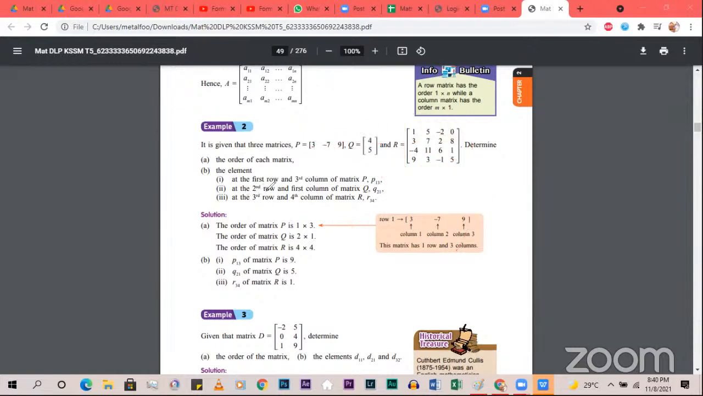The element at the first row and the third column of matrix P, P13, is this one, the third one, right? At the second row and first column of matrix Q, Q21: second row, 1, 2, and the first column of matrix Q, so it will be this. At the third row and fourth column of matrix R, R34: third row, 1, 2, 3, and fourth column, so it will be here. Okay, 1, 2, 3, 4.